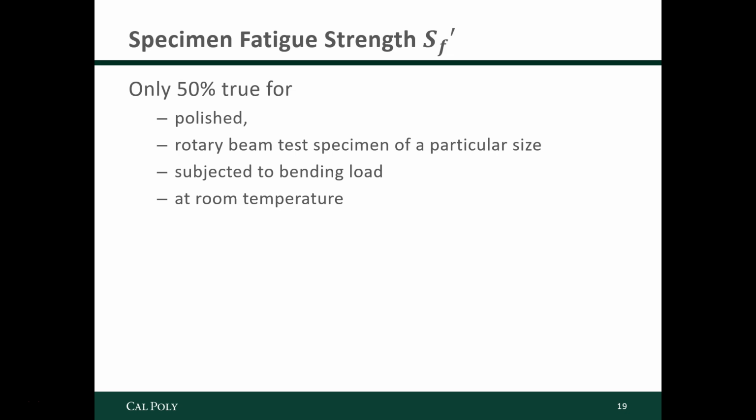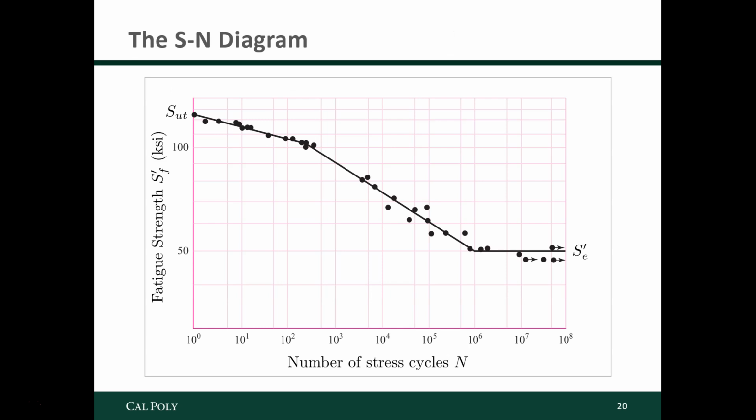Real parts are not so lucky. They do not enjoy the same conditions of the test specimen. And so it turns out that the curve looks something more like this. Everything gets reduced, especially up in the high cycle fatigue range. Your endurance limit drops, and these points drop accordingly. And so if you're designing a part, and if you happen to know what this curve is precisely, if you have data for your actual part, then you can say, all right, I need it to last 10 to the 5th cycles, then I need to keep the stress in my part under, say, 50 KSI.